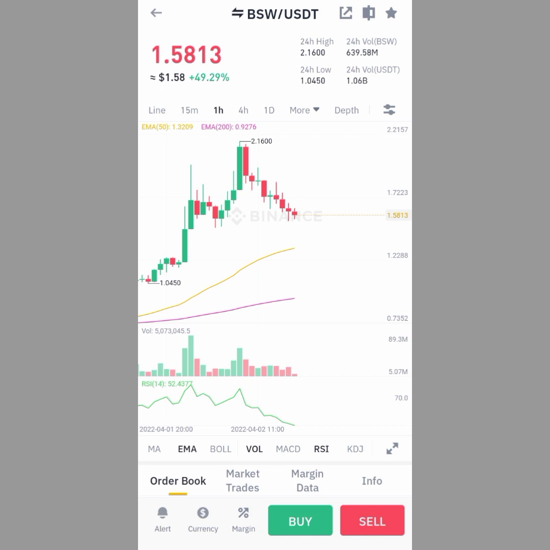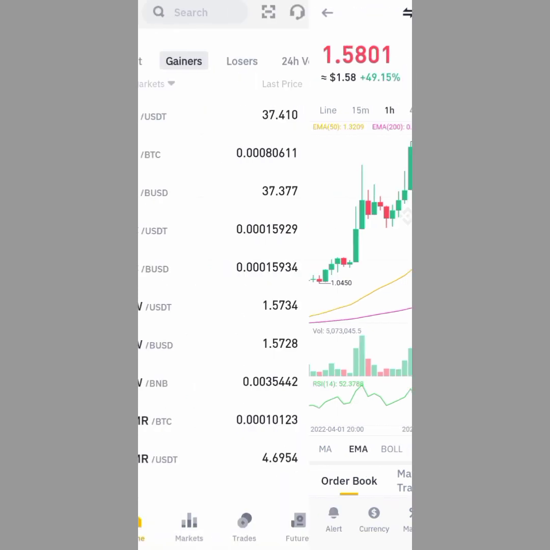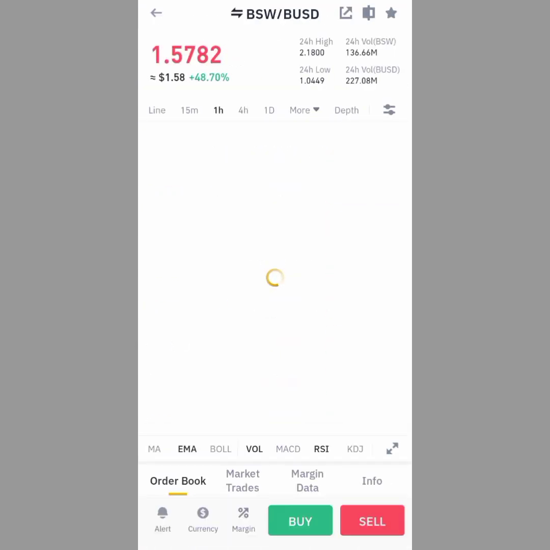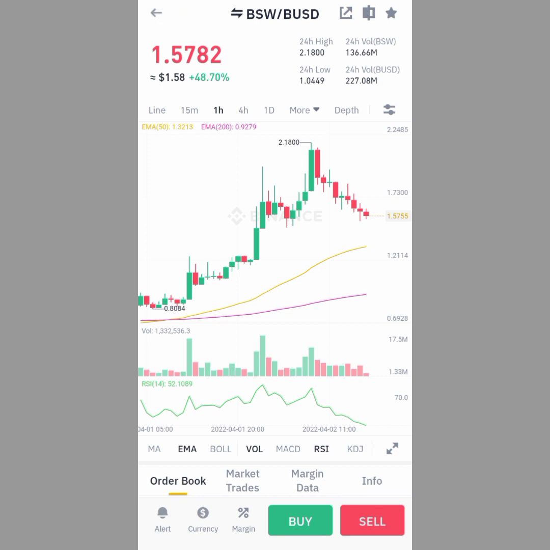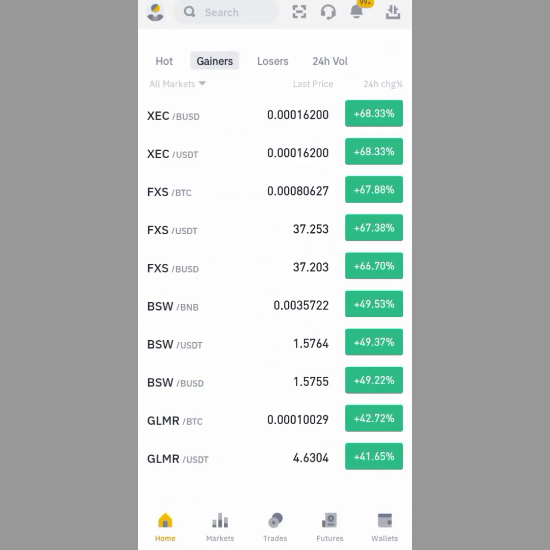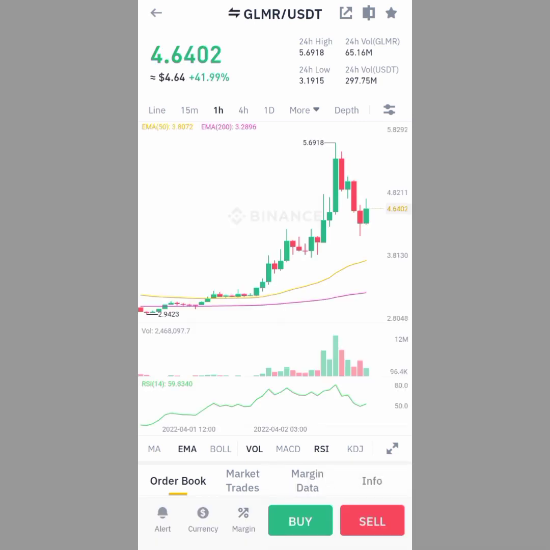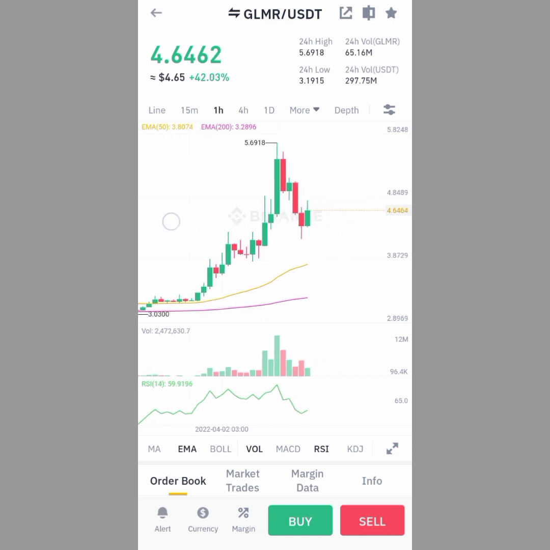So basically this is what you need to do. Now let's go back. Let's see if we have other options. GLMR. Okay, GLMR. Let's see that. Sorry, this is BSW. Let's go back to GLMR. Let's see what this coin is doing right now. It's still in an uptrend, but retracing back.